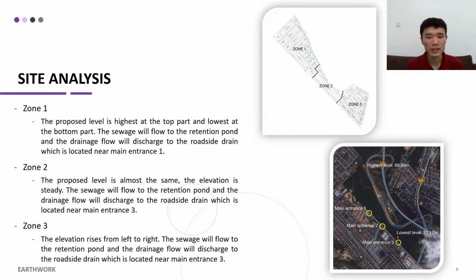Sewage will flow to the retention pond and the drain stream will be discharged to the roadside drain located near main entrance 3. At Zone 3, the elevation rises from left to right. Sewage will flow to the retention pond and the drain stream will be discharged to the roadside drain located near main entrance 3.